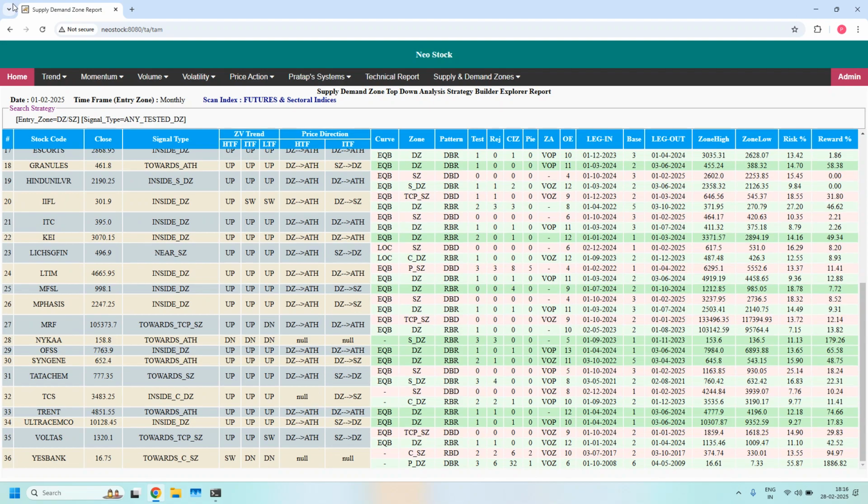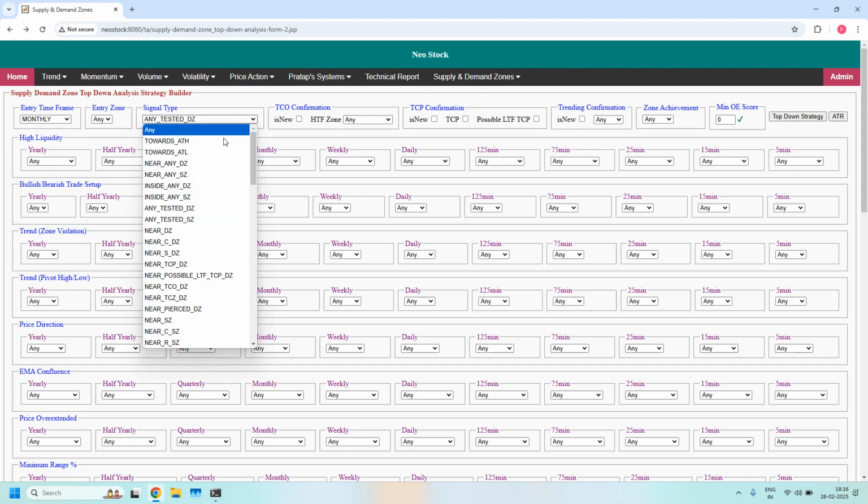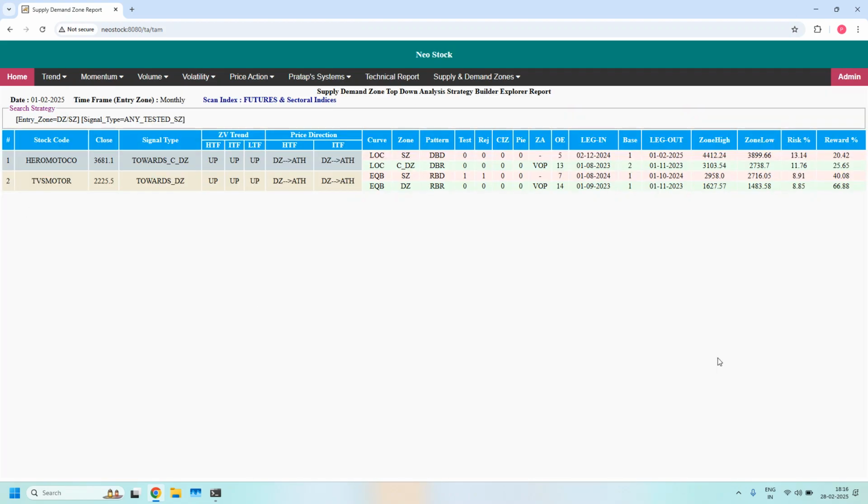Similarly, let us check supply zones, monthly supply zones tested during this month. For monthly time frame, monthly supply zones tested during this month, the stocks list. Only 2 stocks. These 2 stocks having monthly supply zones are tested during this month.